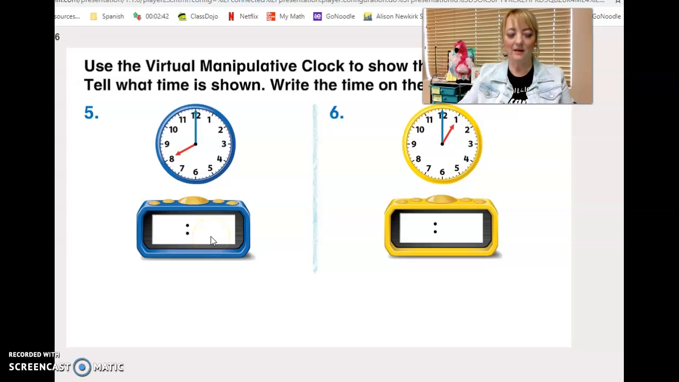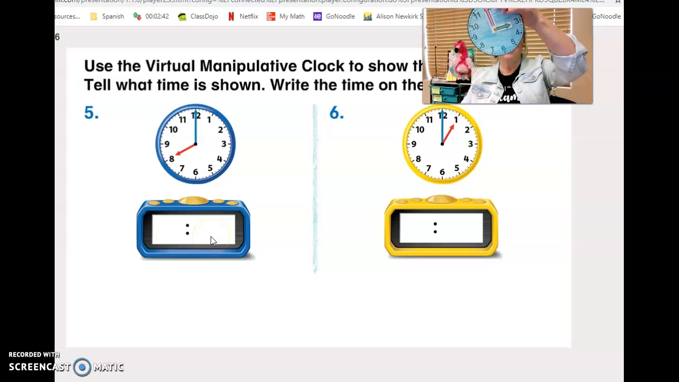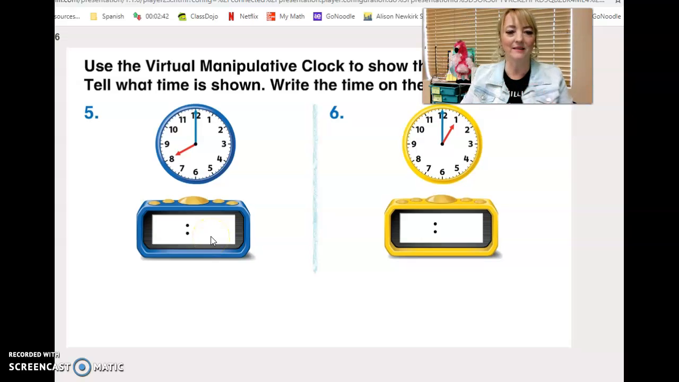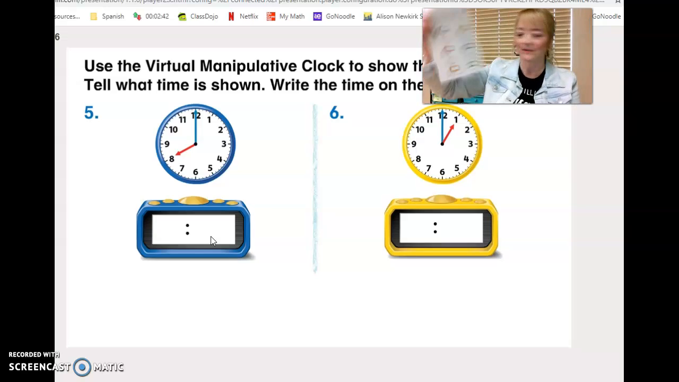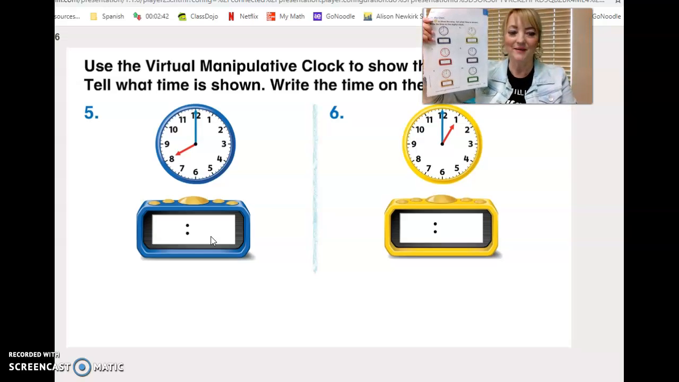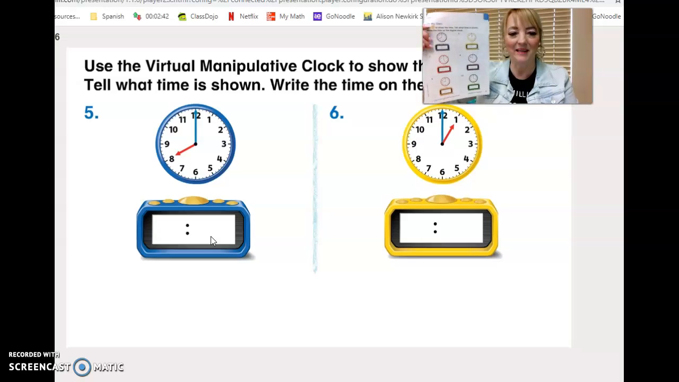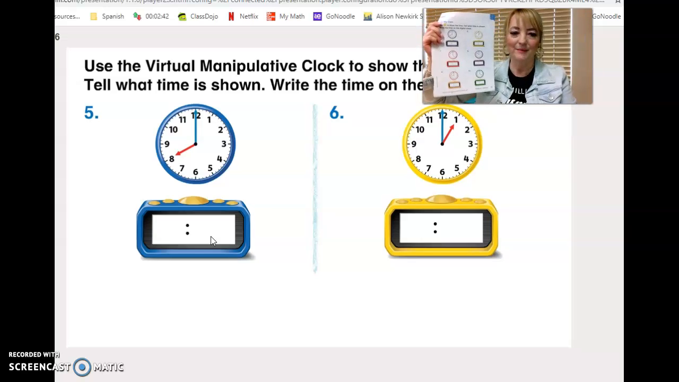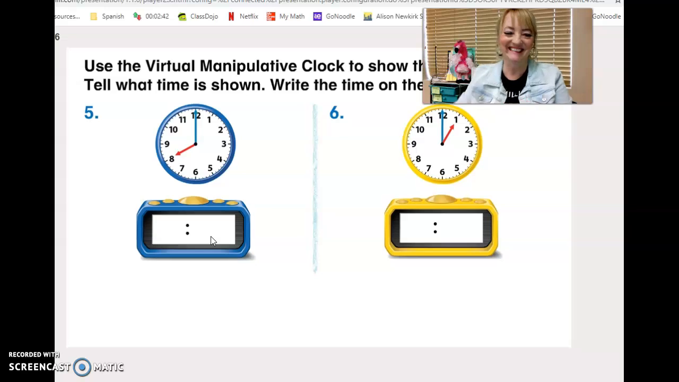Okay, so now you're on your own, so we'll use this clock to show the same as the analog clock that's on your page, and then write the digital time on the digital clock. So go ahead and pause me and finish your on my own, and then we'll do the back page together.